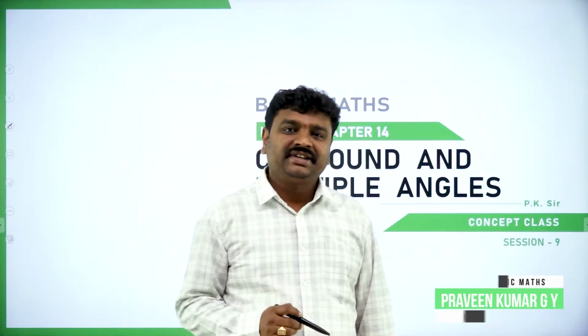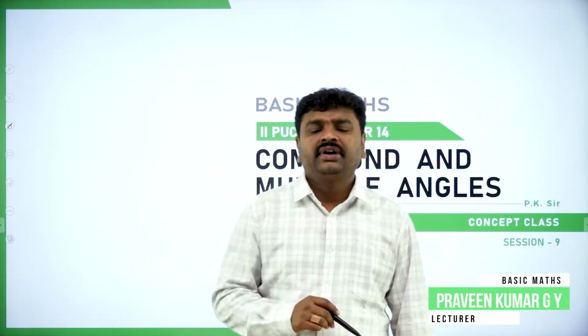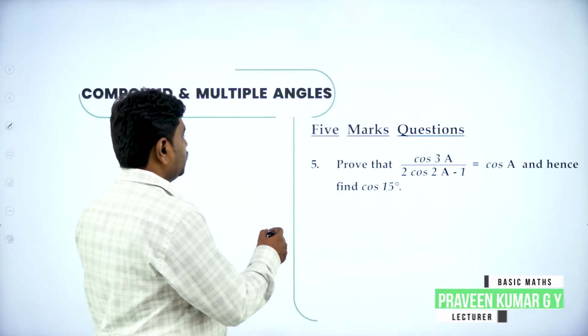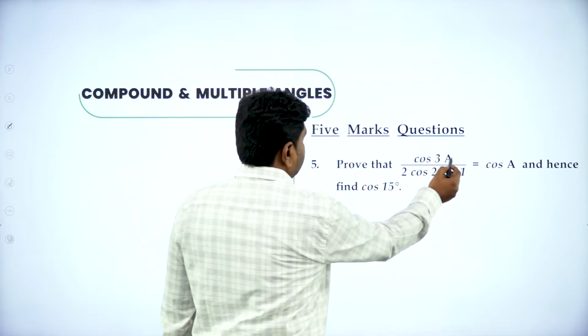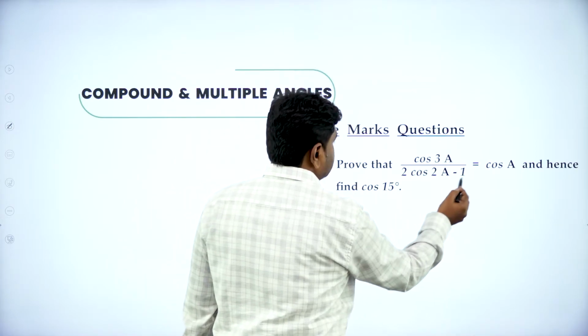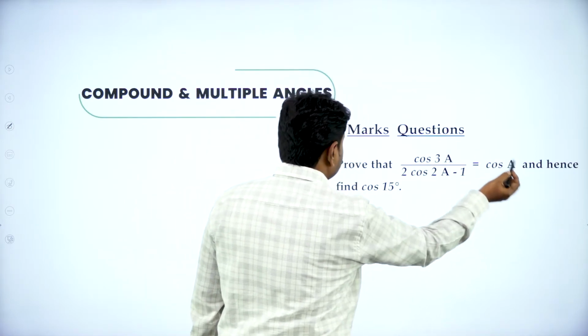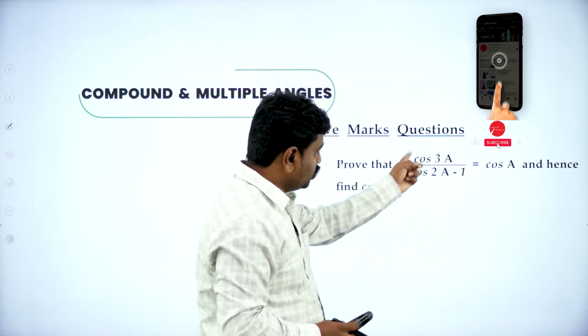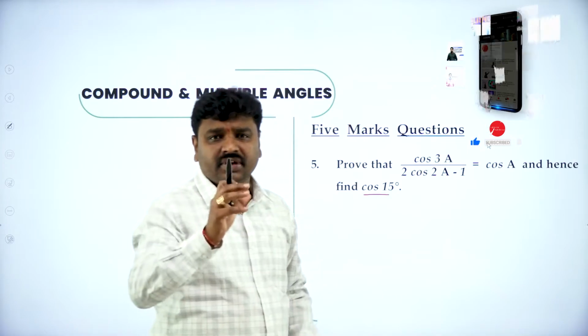Welcome to the session, dear students. Today we'll go ahead with the problems of compound angles, 5 markers. Prove that cos 3a by 2 cos 2a minus 1 is equal to cos a, and hence find cos 15. Means after you prove this, you have to use this to find cos 15 is the question.